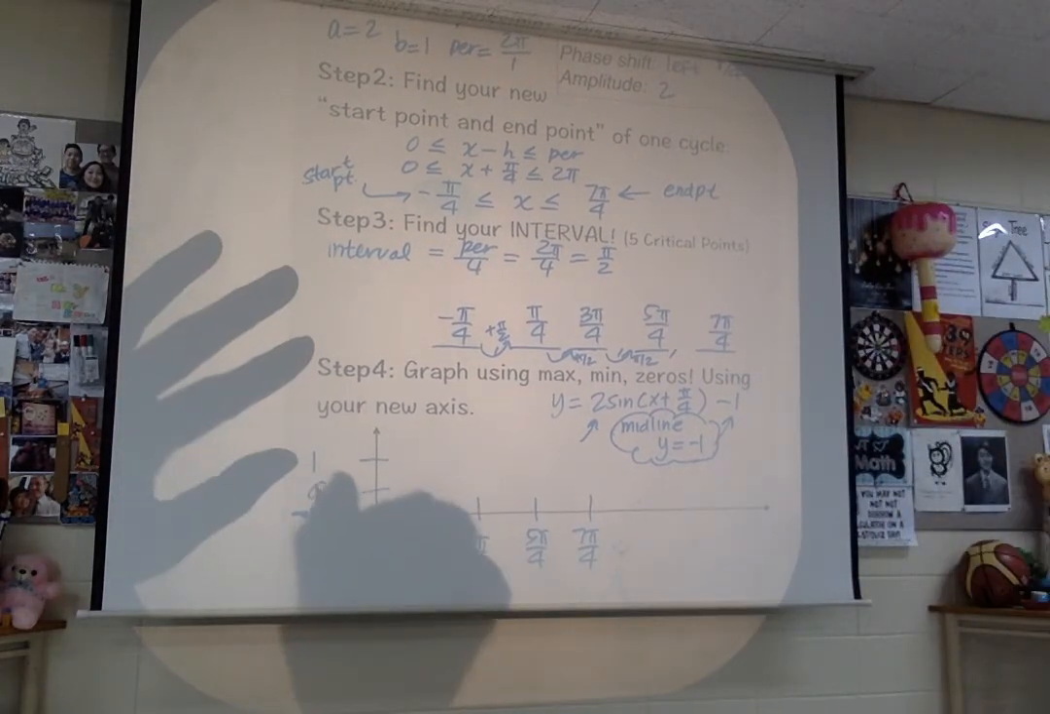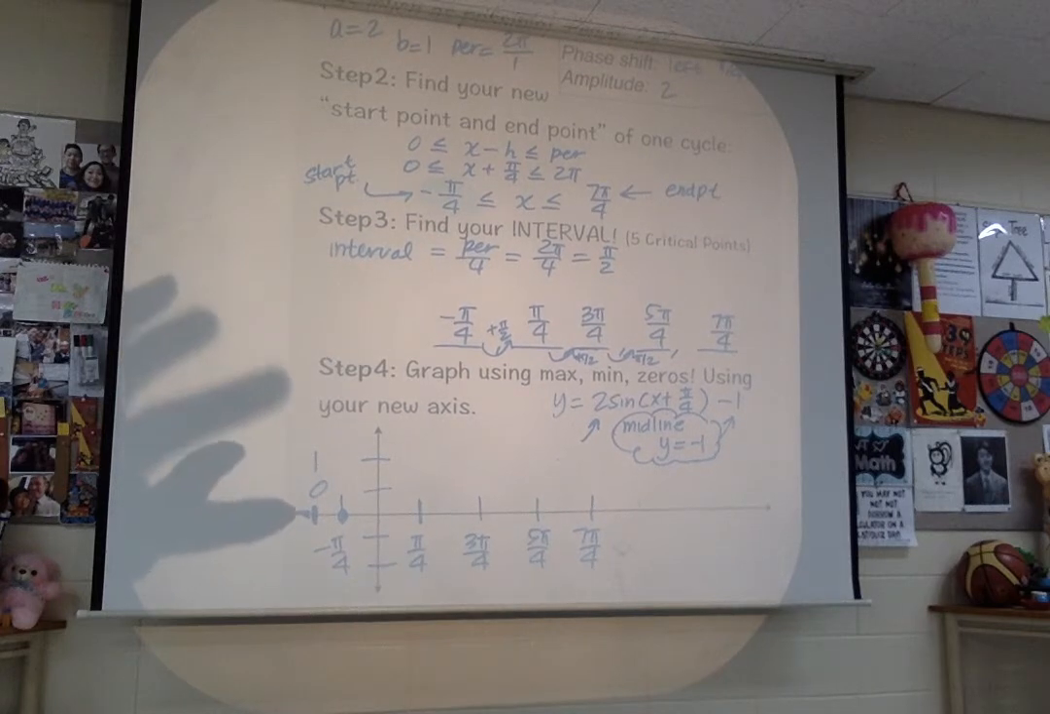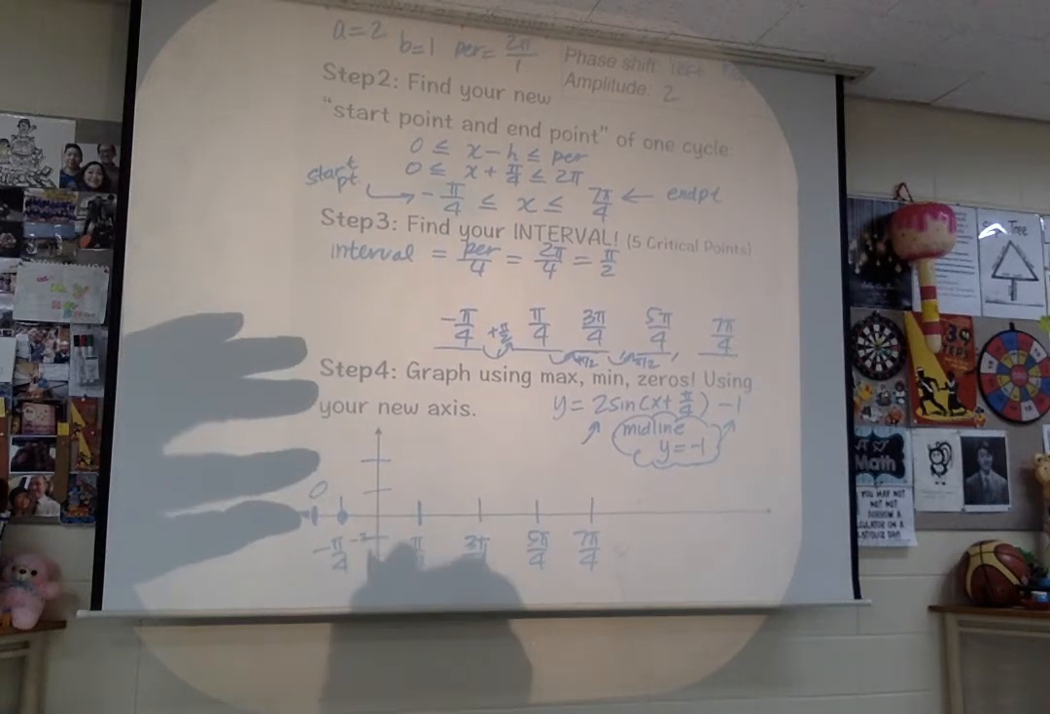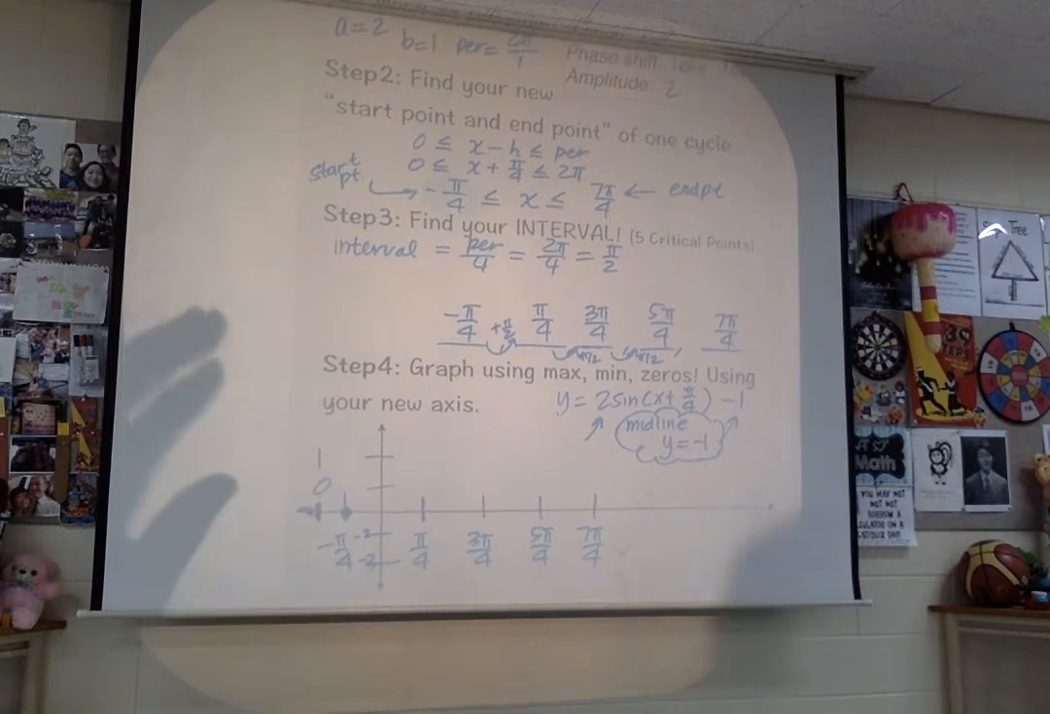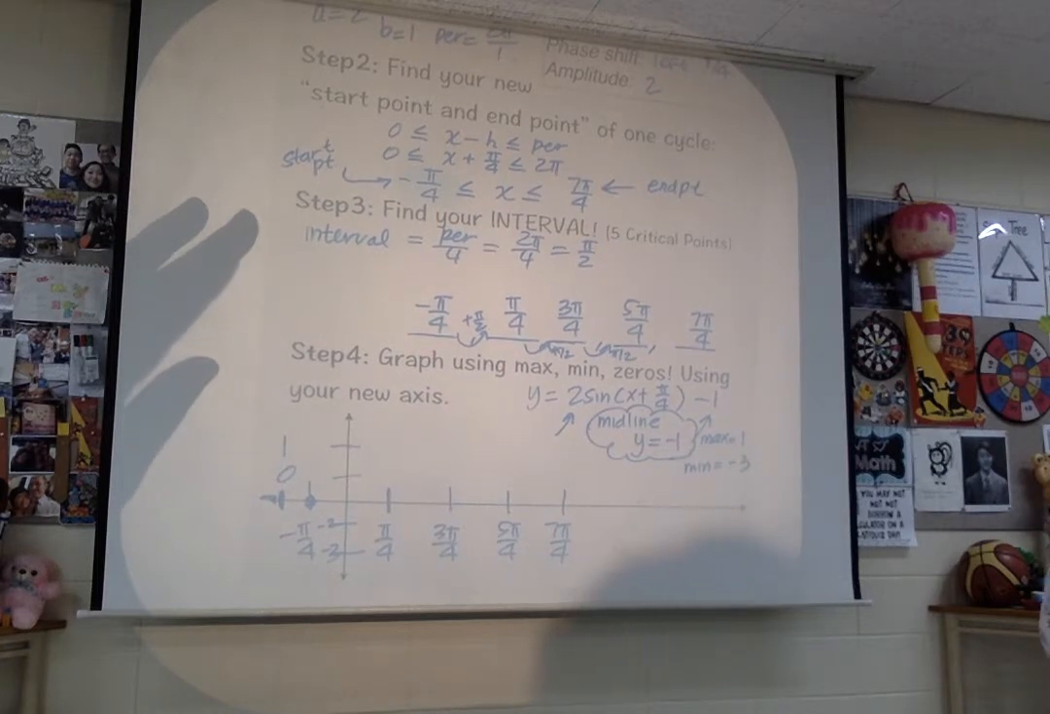Because it goes 0 here and 1 here. And then it went down, right? But it goes negative 1, negative 2, and negative 3. That's our minimum. So our max would be 1. Our min would be negative 3. Make sure you understand that.